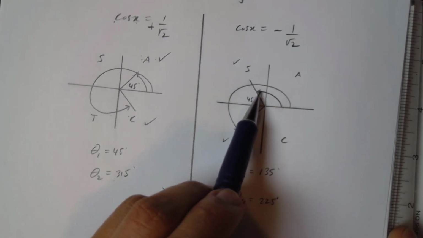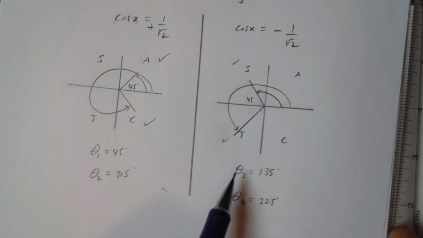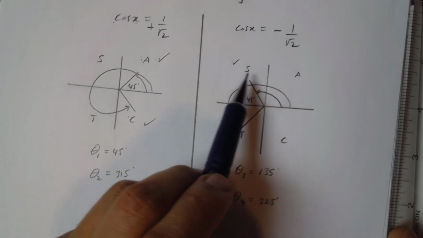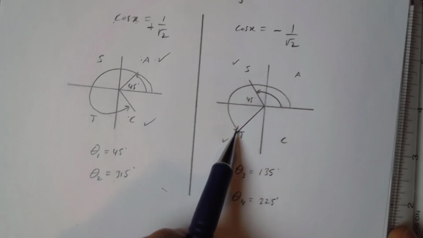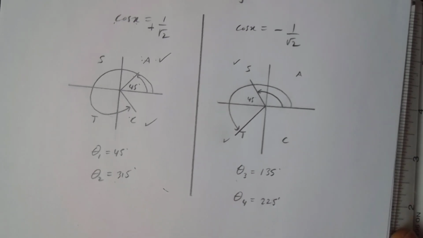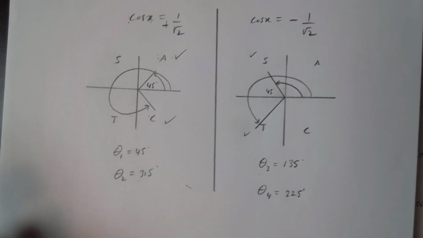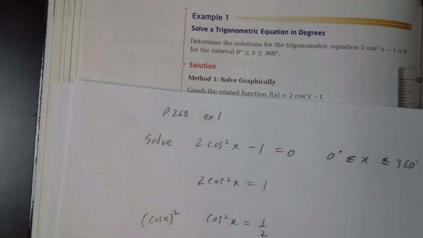The first angle, this is the third solution we're finding, is 135. And as well, 225 is another solution. This is going to be 180 plus the reference angle 45, which is 225. So these are the four solutions of this trig equation.